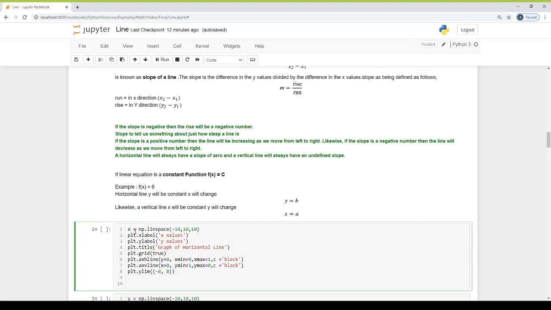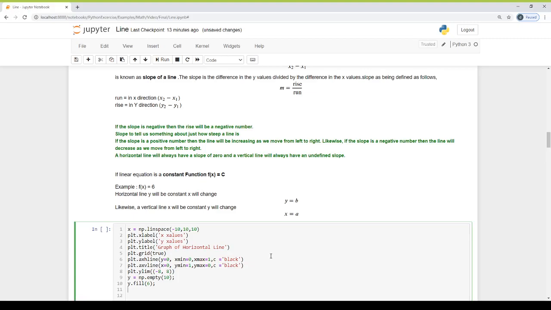We have x values from minus 10 to 10, and our y value, y is equal to np dot empty 10. I have created an empty array with 10 values, and then I have filled a constant value in it to draw a horizontal line.